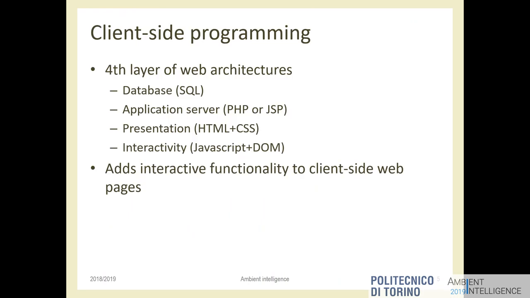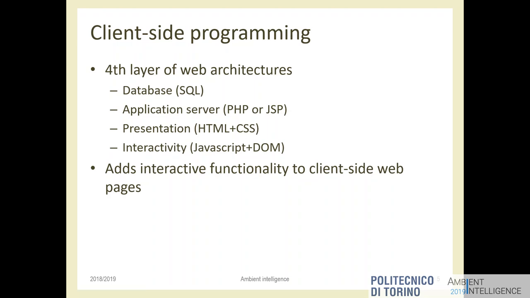Let's start from the beginning. So we already had some ideas about the layers of a web application. A web application starts usually with some data stored in a database, in a persistent layer. Then you have an application server. Well, in our case, it's Python, Flask applications. And that will generate a presentation layer, so HTML and style sheets and CSS.